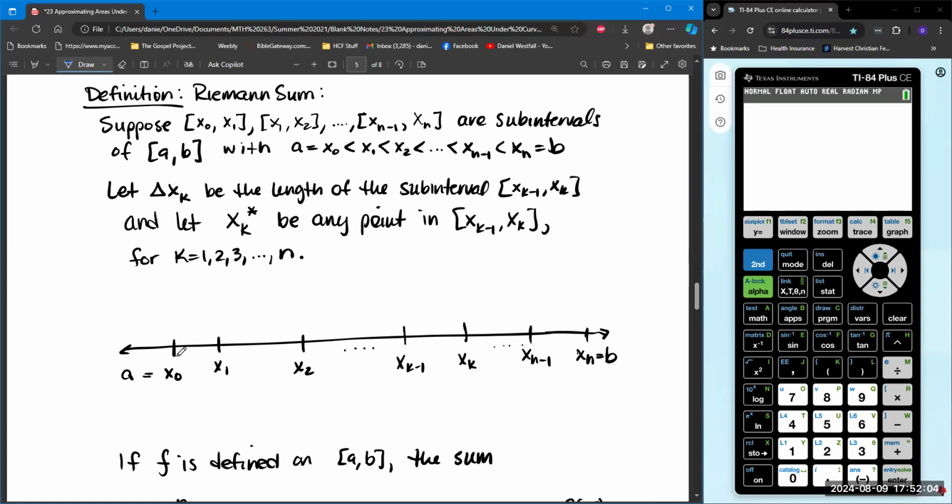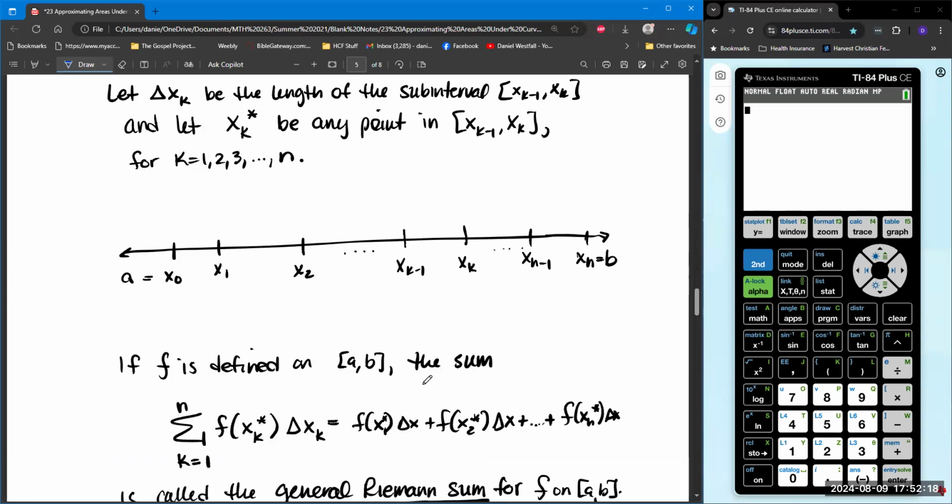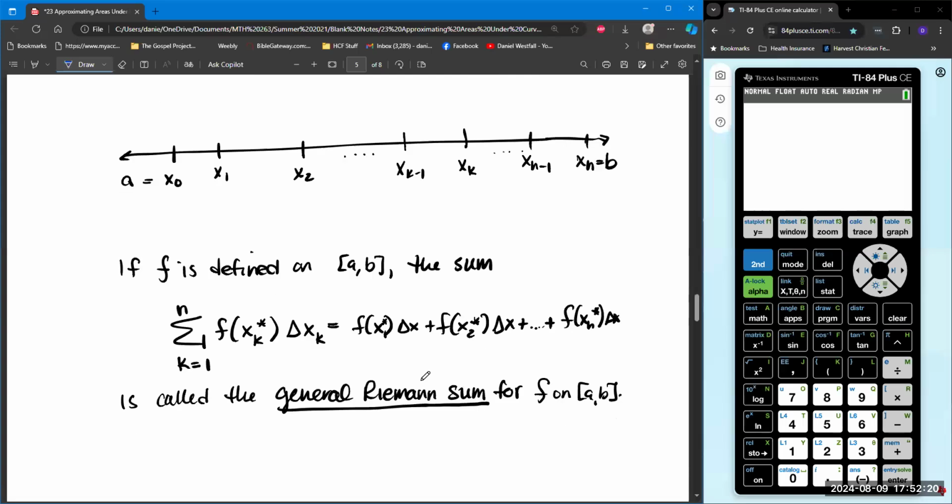And if I want, let's say, 4 rectangles, I'm going to have to cut it 3 times to make 4 intervals. So if f is defined on the closed interval a to b, the sum of k equals 1 to n of f of x sub k asterisk times delta x sub k is equal to f of x asterisk times delta x.